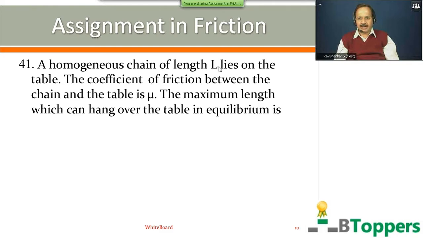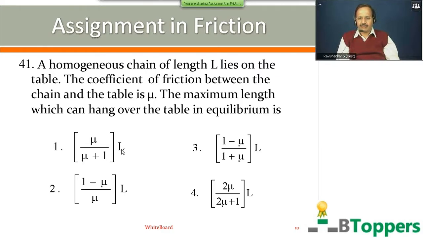A homogeneous chain of length L lies on the table. The coefficient of friction between the chain and the table is mu. The maximum length which can hang over the table in equilibrium is... So I have shown 4 options on screen. Come on, try this question. This question comes under one of the special cases which has been discussed for you earlier.